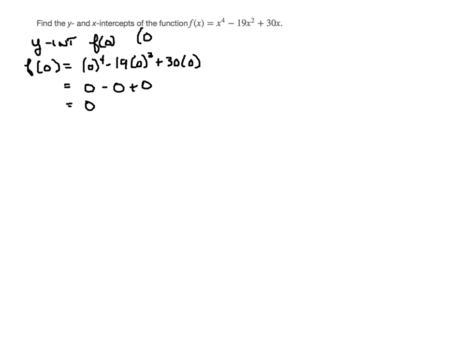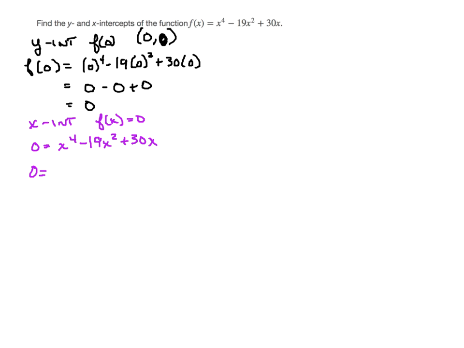Now, note that since we have a y-intercept of 0, 0, we should expect 0 to show up as an x-intercept as well. Whenever you have the origin as a y-intercept, you have to have it as an x-intercept also because that's where the two axes meet. So they have that point in common. Okay, let's look for the x-intercepts by plugging in 0 for f of x. So 0 equals x to the 4th minus 19x squared plus 30x.